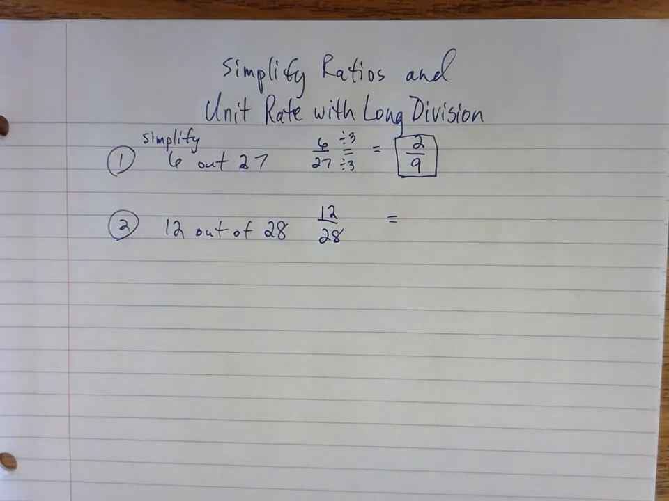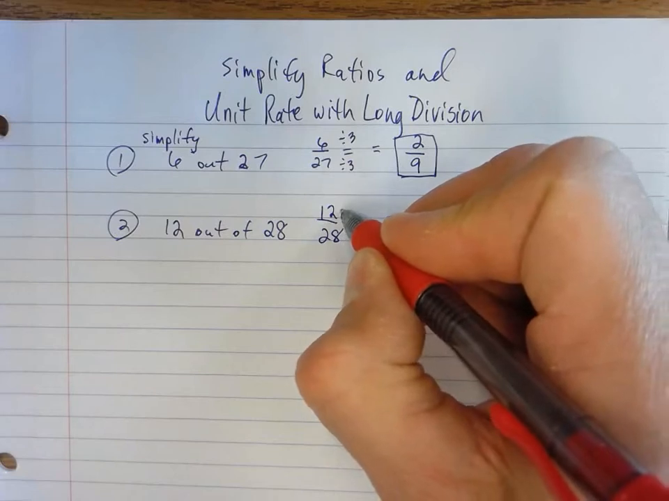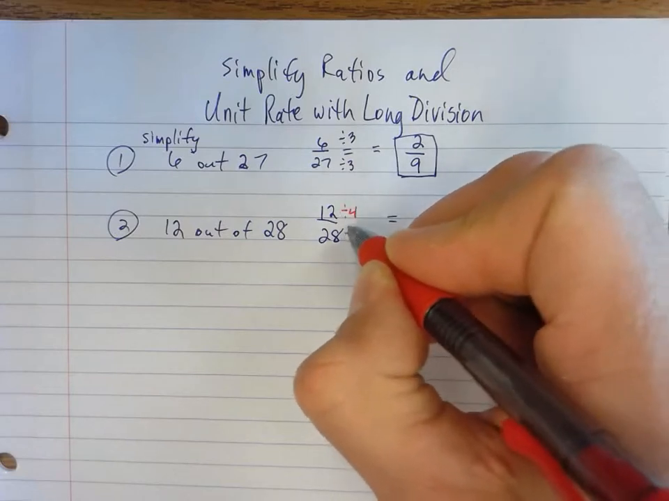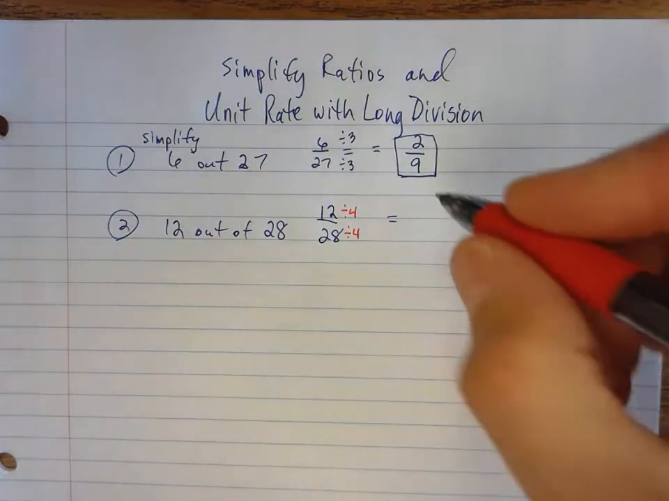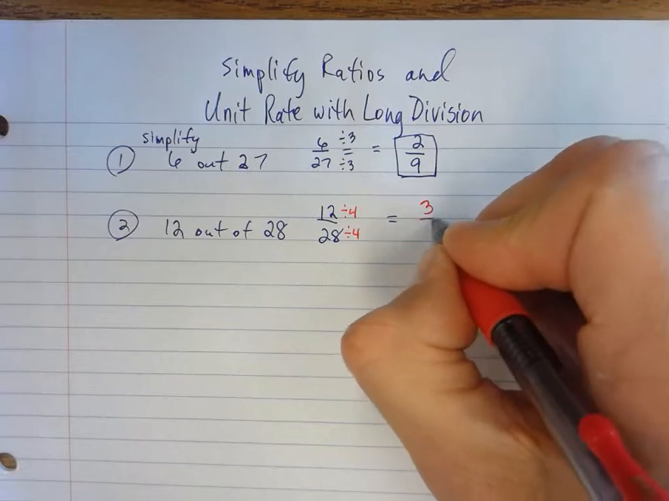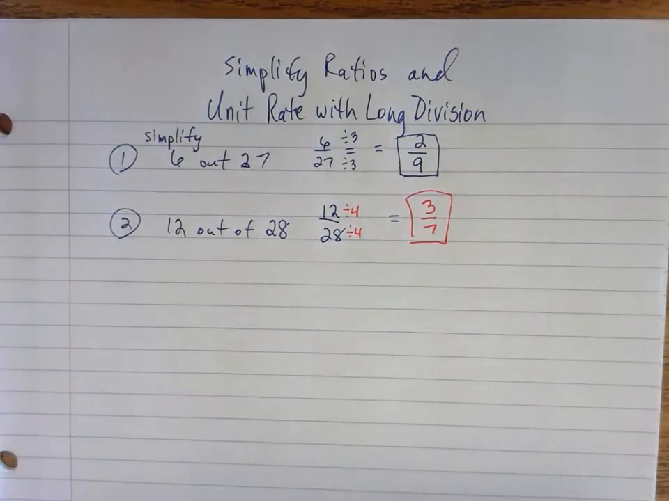Now, some of you might automatically say it's 2. You could do 2, but then you might have to do it again. So I'm actually going to say I can do those by 4, because I know 4 goes into 12 and 4 goes into 28. So 12 divided by 4 gives me 3, and 28 divided by 4 gives me 7. My simplest reduced form is 3/7. So 3 roses out of every 7 flowers.